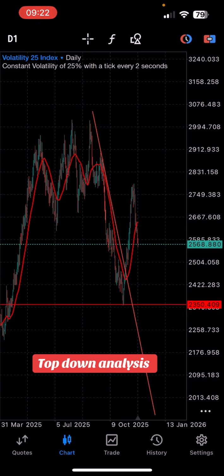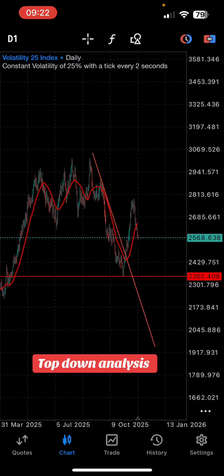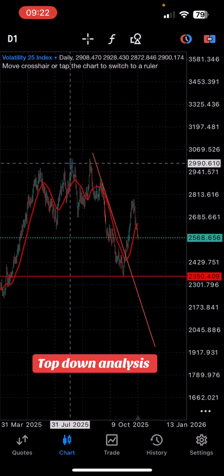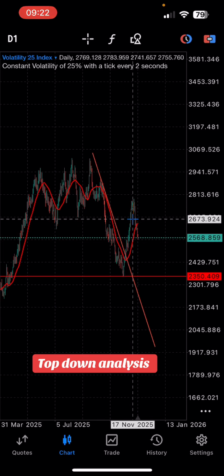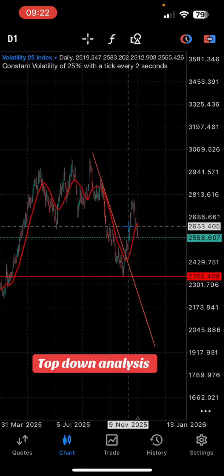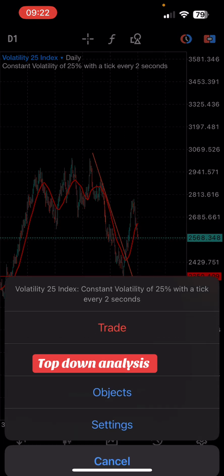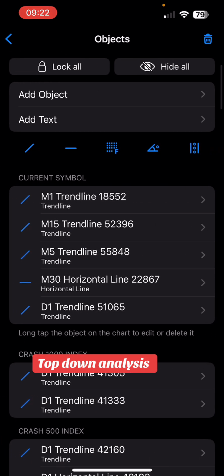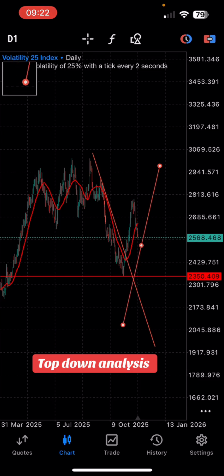Now, this market has been on a downtrend. Alright, this market has been on a downtrend, but the market has broken out of this trend line, so we cannot say it's a downtrend now. I'll consider it as an uptrend right now. So what we're going to do is we are going to look for buy opportunities right now.